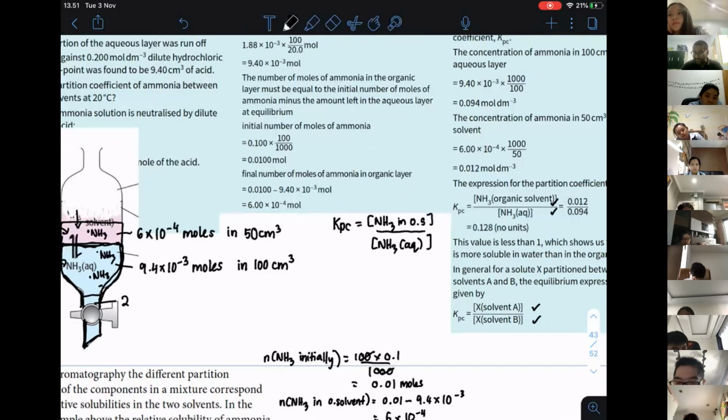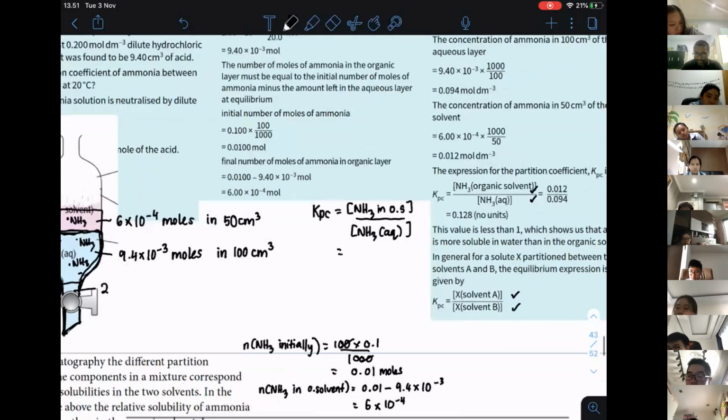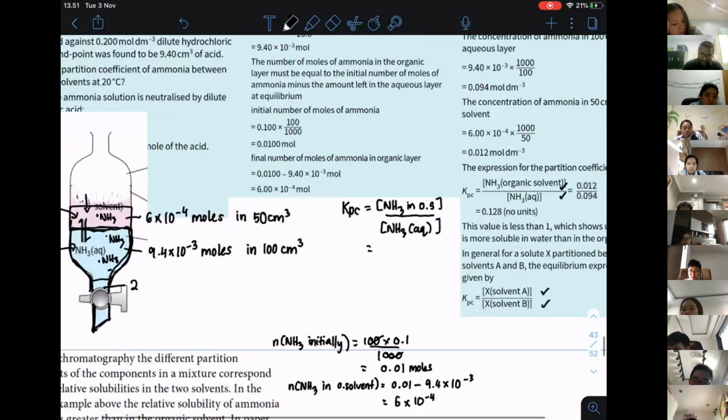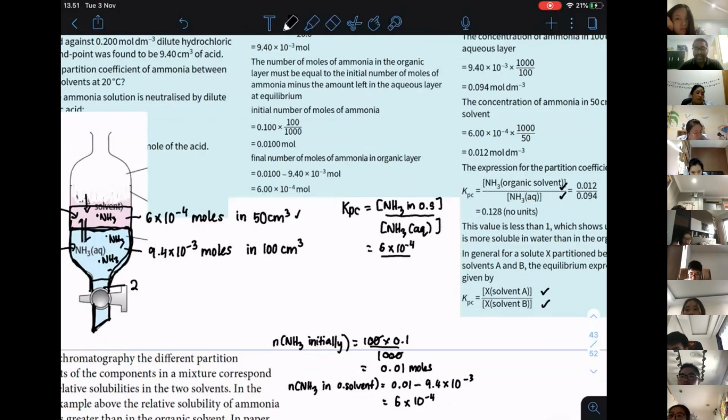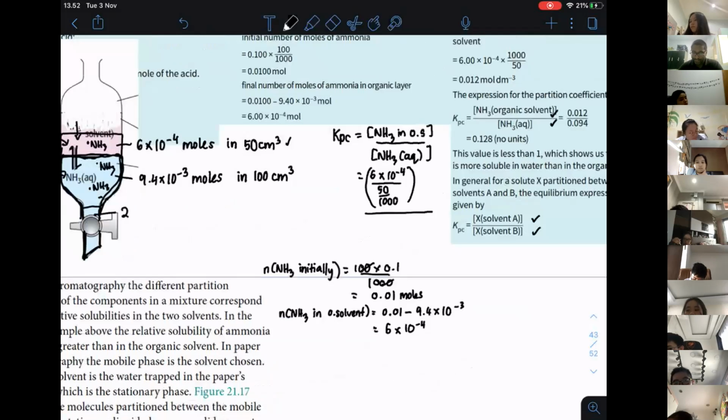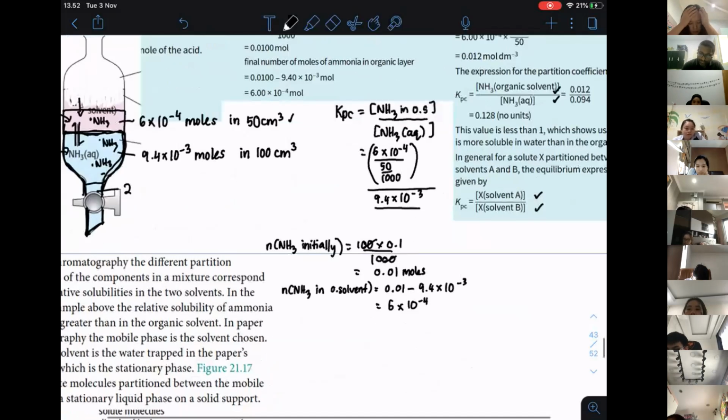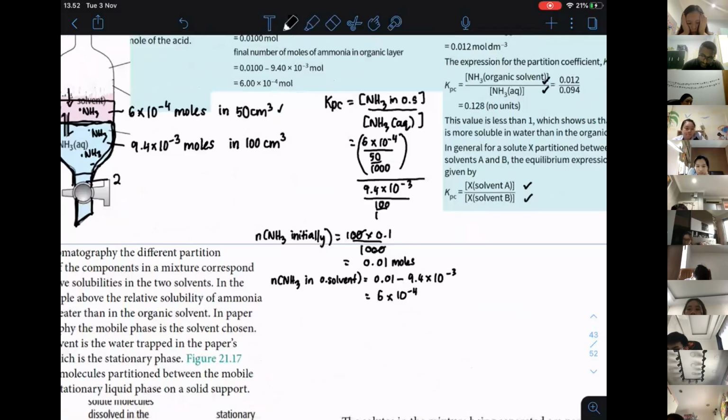Since we are talking about concentration, in organic solvent, we have 6 times 10 negative 4 divided by the volume. The volume is 50 cm cube, and you need to change it into dm cube, so 50 divided by 1000. That is going to be the first one, divided by 9.4 times 10 negative 3 divided by 100 cm cube, so 100 divided by 1000.